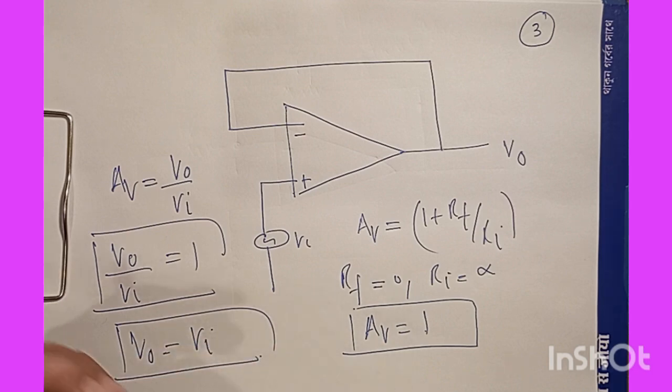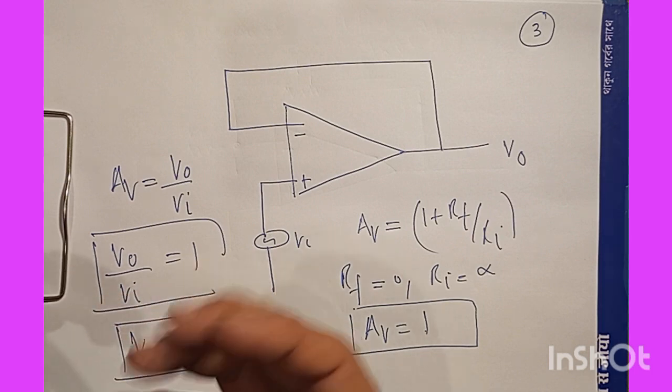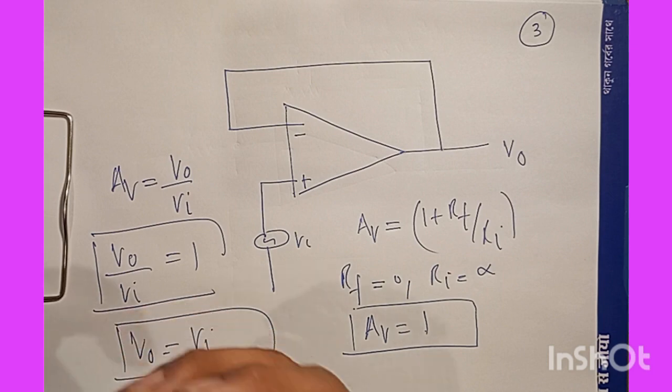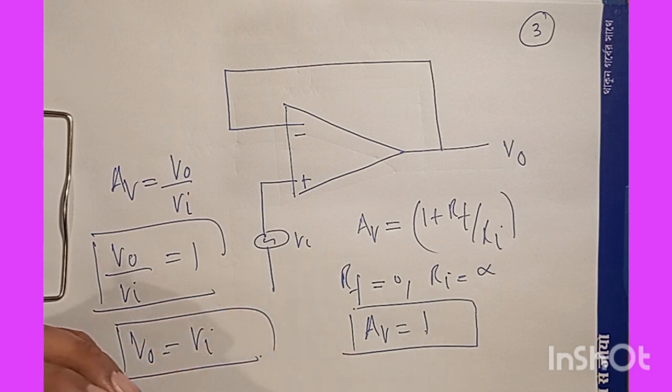So this should be the case, to realize and understand how this voltage follower circuit executes and how it works, and we are able to demonstrate that the output voltage is exactly the same as the input voltage.